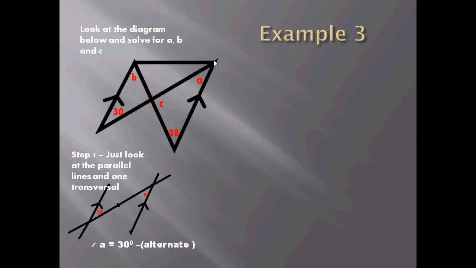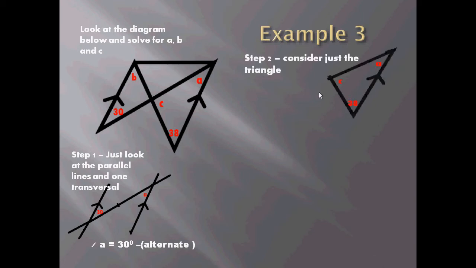We could extend those lines all the way, which is what I've done here, and you can see that A is an alternate angle to that 30 degrees over here. So A and the 30 degrees are alternate angles, so we know that angle A equals 30. Now we can just look at this triangle here, angle 38, angle A, which we know to be 30, and angle C. So we know that C is 180 minus the 30 minus the 38. So C is 112 degrees because the angles inside this triangle here, girls, have to add up to 180 degrees.